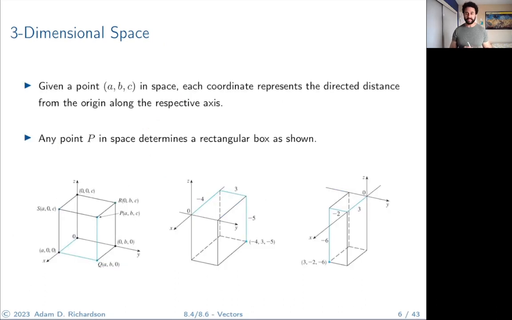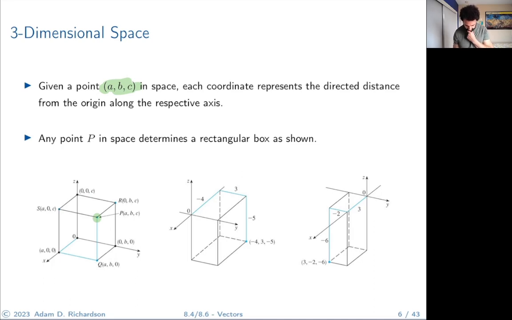All right, now if we're given a point in three-dimensional space, maybe we'll call it the point A, B, C, then what each coordinate represents is the directed distance from the origin along that respective axis. So A, B, and C are telling you how far to go in each dimension and which direction. Do I go in the positive direction, the negative direction, and how far? Those coordinates tell you all of that information. Now, if you're given any point P in space, it determines a rectangular box, like shown below. And that box shows you all the different kinds of projections, which we're going to talk about next.